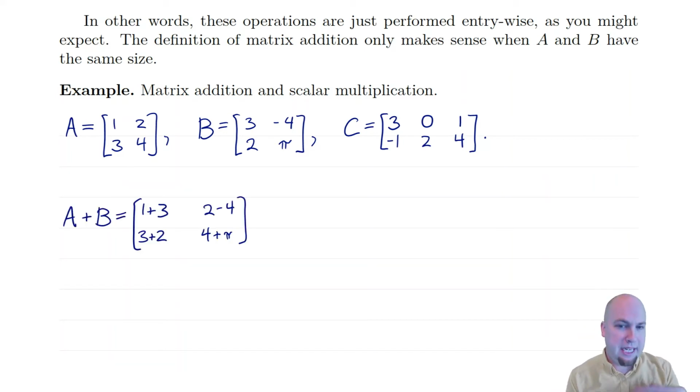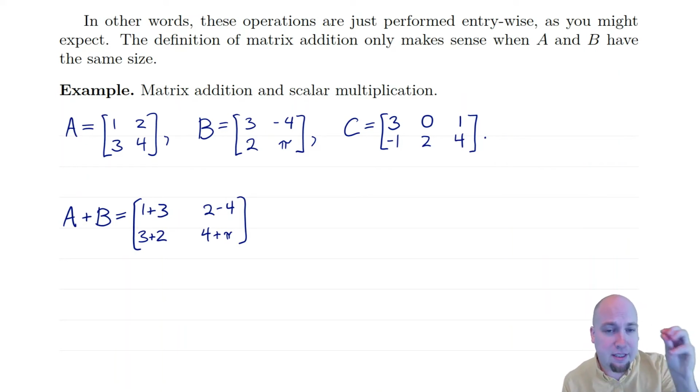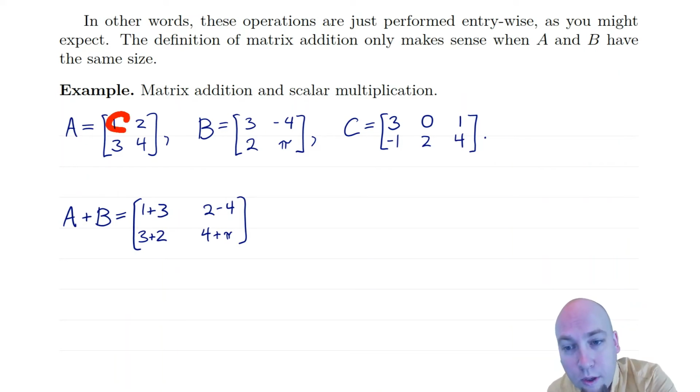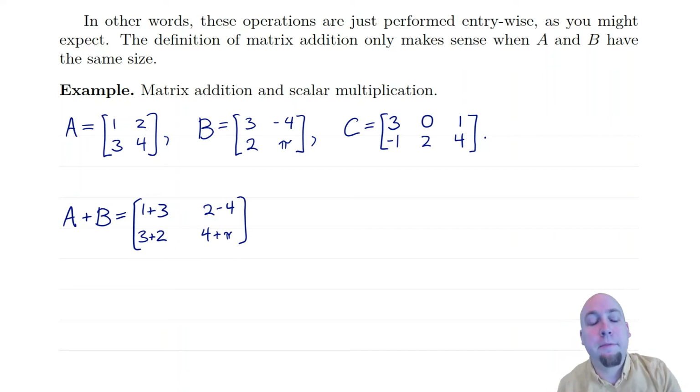Just by definition, the way you add two matrices is you just add them entry-wise. So you just do 1 plus 3 in the top left entry. And then 2 plus minus 4 in the top right entry. And then 3 plus 2 in the bottom left entry. And 4 plus pi in the bottom right entry.